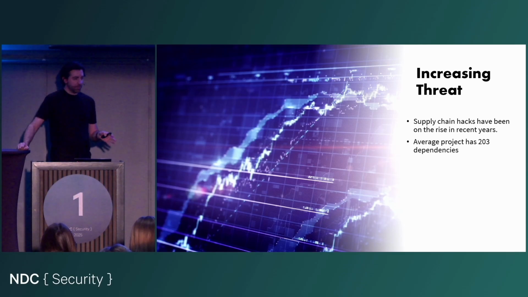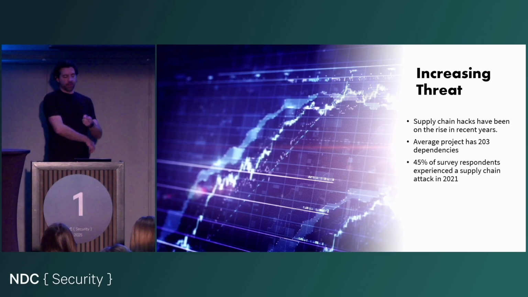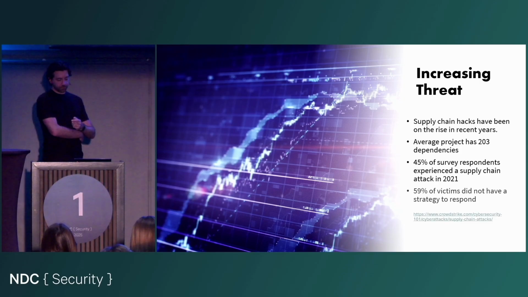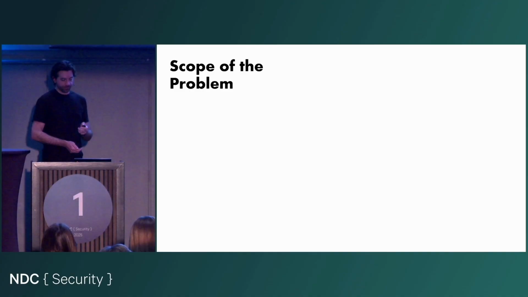About 203 dependencies on average for most projects, according to some surveys. And about 45% of the respondents of the survey had experienced a supply chain attack in the year the survey was done. And almost 60% of them had no way to respond to it. They had no plan for what to do when this happened. So it impacts a lot of people and no one knows what to do about it. And that's kind of the problem.